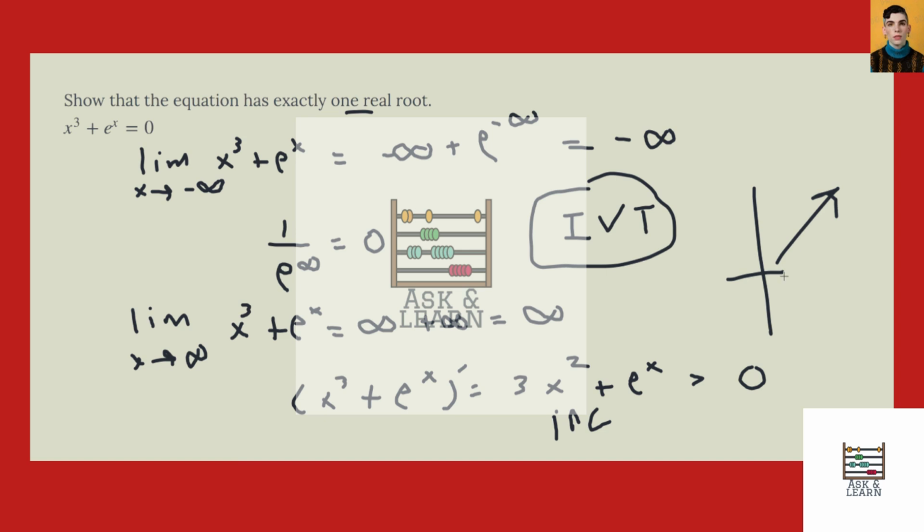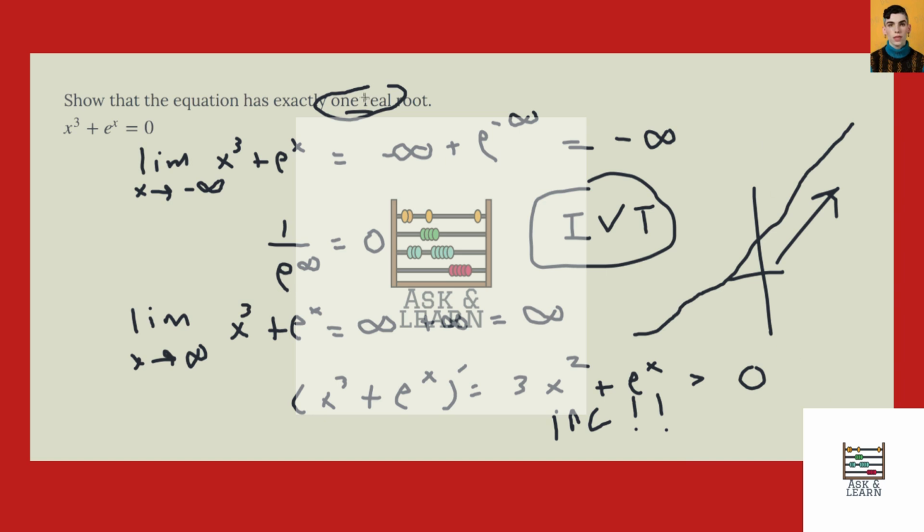And so, coming from negative infinity, the function has to cross the x-axis once, because it's always increasing. That proves that there's only one root. By taking the derivative, we prove that there's only one root, because this function is always increasing on all domains.